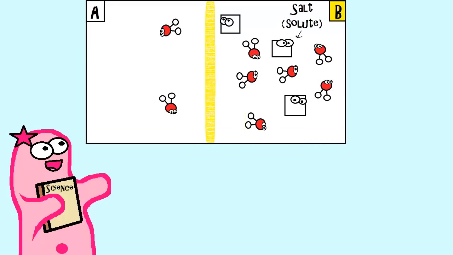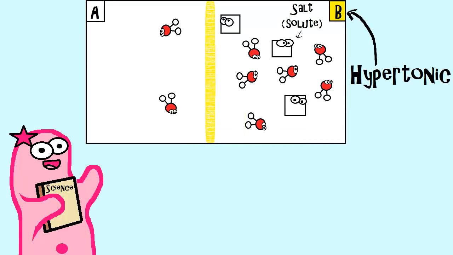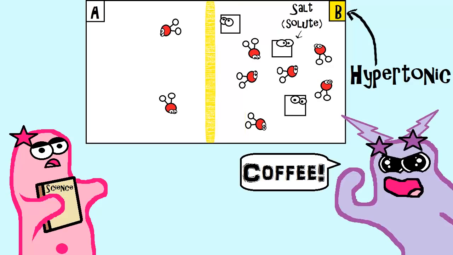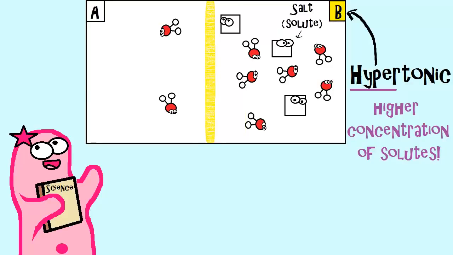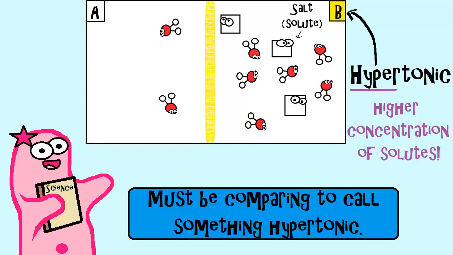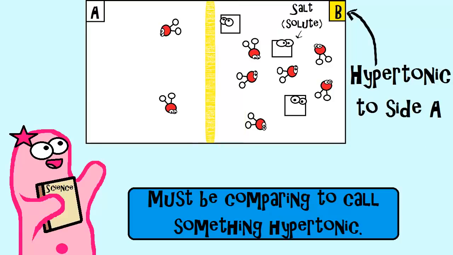Here's some vocabulary to know. We call side B hypertonic. You know that prefix hyper when you think of a hyper person? Well, that helps me think of a high amount of something. For a hyper person, it might be caffeine. But in our case, it means a high solute concentration. But we can't just say something is hypertonic without comparing it to something else. We say that side B is hypertonic to side A because it has a greater solute concentration than side A.